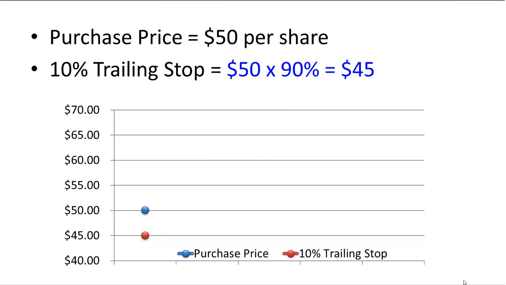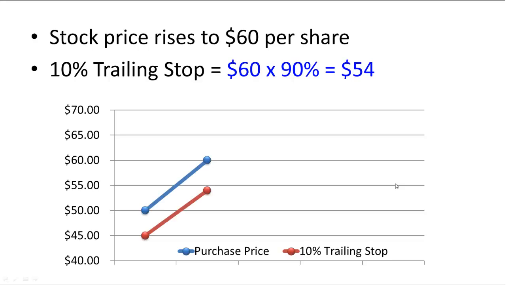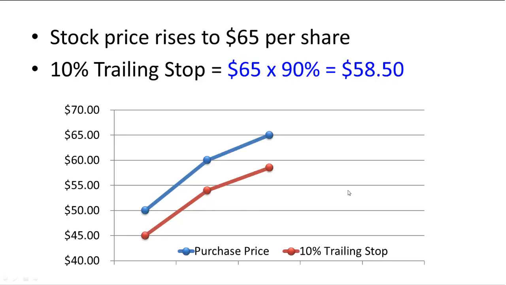Here we have a purchase of $50 per share with a 10% trailing stop. The trailing stop price is simply $50 times 90%, or 10% below the purchase price, which is $45. As the stock price rises, the trailing stop price rises as well, 90% of what is now the current $60 per share price. And as we see, the stock price has now risen to $65, and with a 10% trailing stop behind it, the trailing stop price has risen to $58.50.